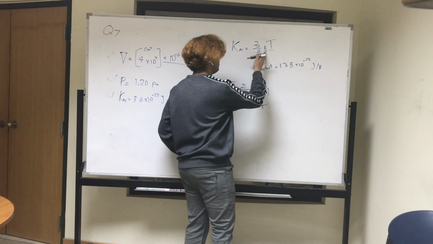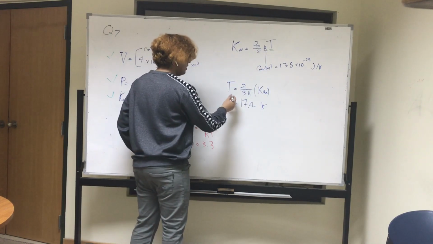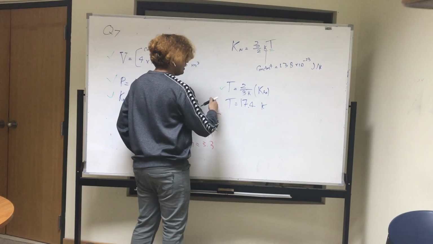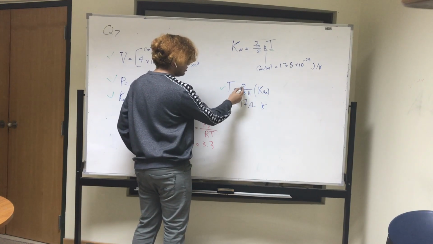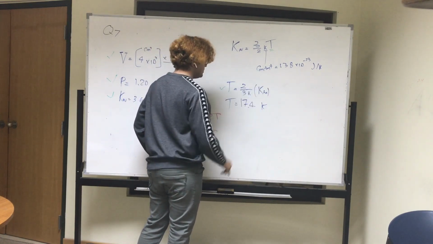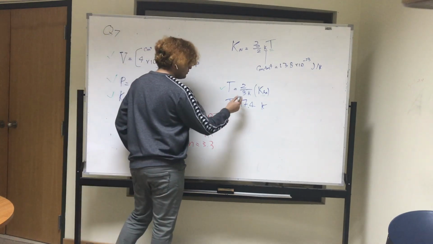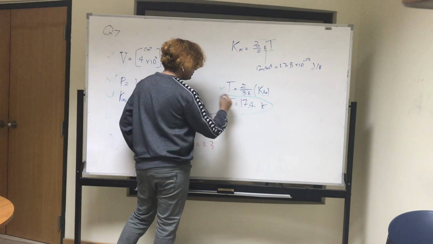If you divide both sides by K and multiply both sides by 2/3, you'll get the temperature. So just plug your values in, 2/3 times K. K is in your equation sheet, and the average kinetic energy is given over here. And if you plug this into your calculator, you'll get this temperature.